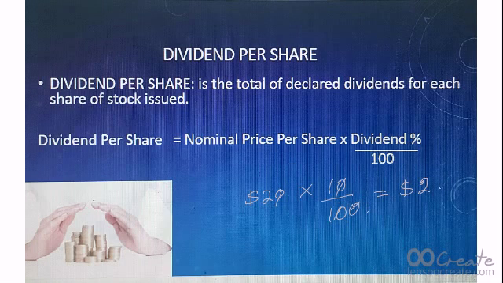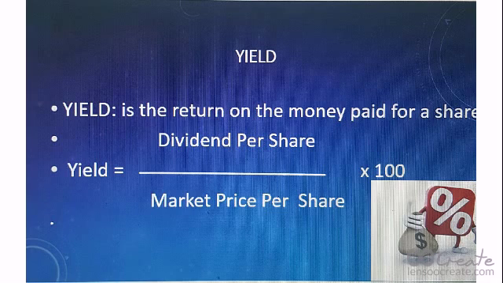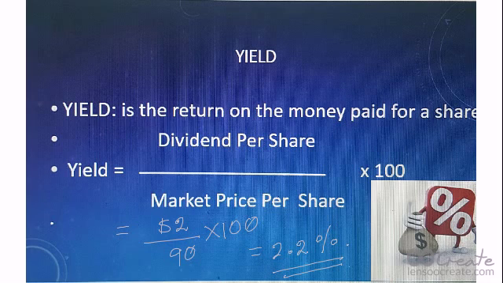We'll move on to the previous example to see what our dividend per share was, which was $2. So $2 is the dividend per share. Let's take an example figure of the market price per share as 90, times 100. Fine. Now let's focus on the answer. 2 divided by 90 times 100. You'll end up with an answer of 2.2, and you express this in percentage.